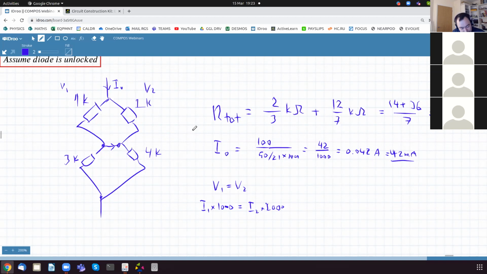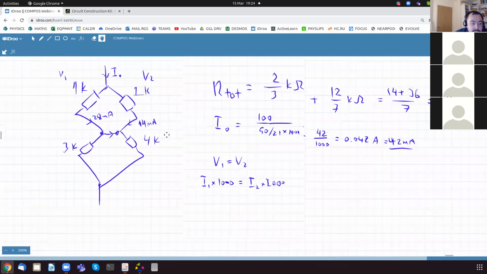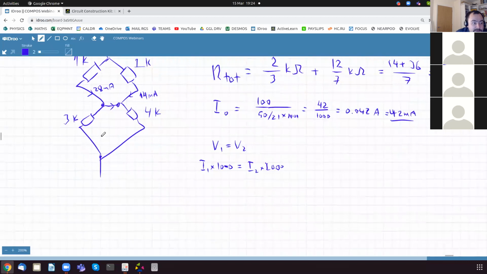So 42 split in proportion of 2 to 1. So 42 divided by 3 is 14. So here we are going to have 28 milliamps. And here we're going to have 14 milliamps. Therefore, if you have 28 and 14. Now let's look at the proportion of the third one.